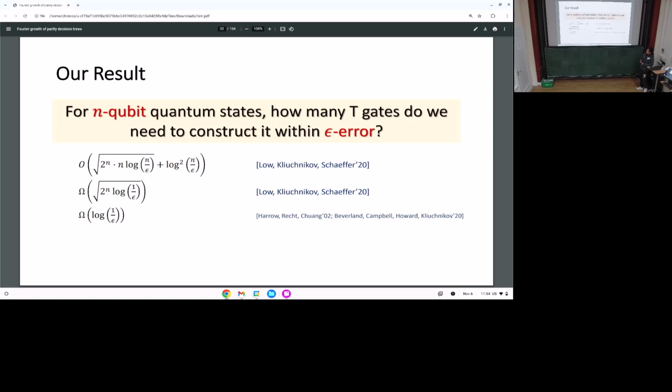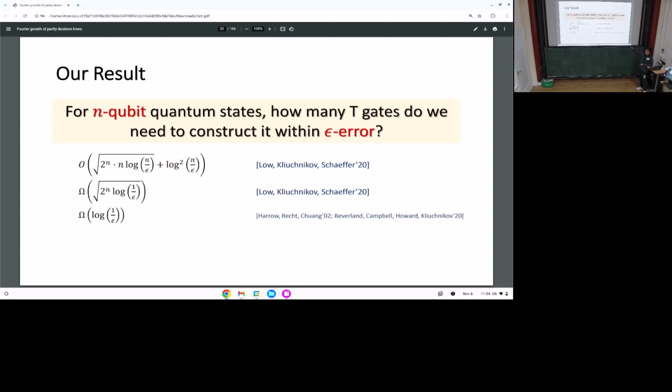And in terms of the full spectrum, for n qubits and epsilon error, in their paper they have a slightly more complicated form. You have square root of 2 to the n times n log n over epsilon. This is usually the major term because we think of 2 to the n as much bigger. And you also have an additive term log squared n over epsilon. And this will be dominant if epsilon is extremely small compared with n.